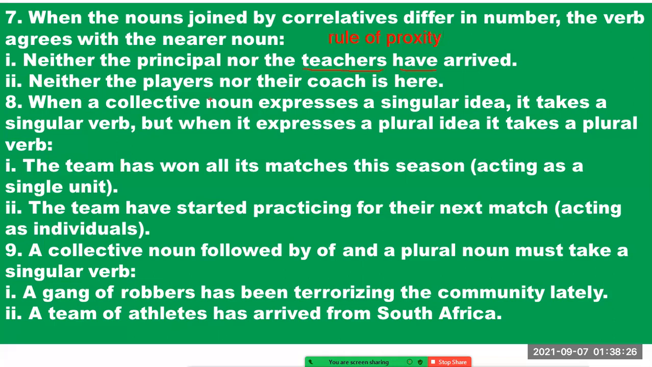Neither the players nor their coach is here. Now the rule of proximity applies here, because even though we have players here, the one that is nearer the verb is their coach, which is singular. So semantically, what we have here is S1, that is singular subject, and that's why we must have V1, which is singular verb, all right? So you can always see that that fundamental rule, rule number one, is the ultimate determinant. It defines or determines how we arrive at our ultimate answer here.